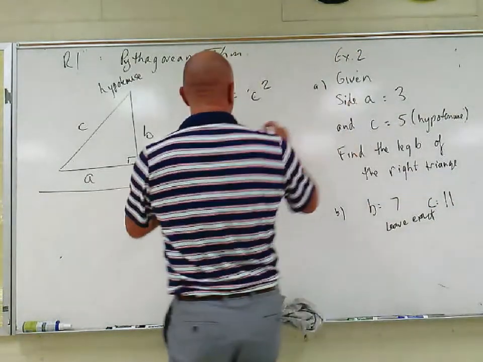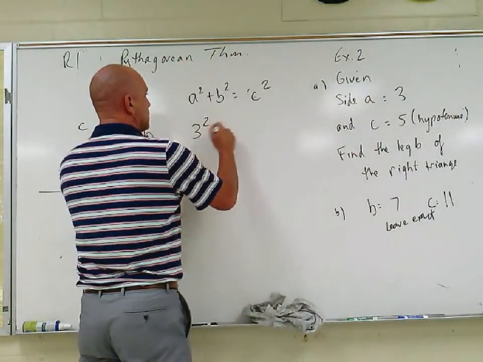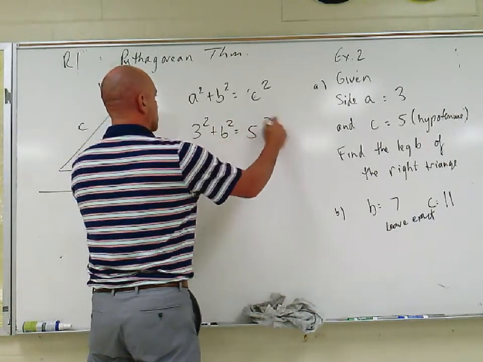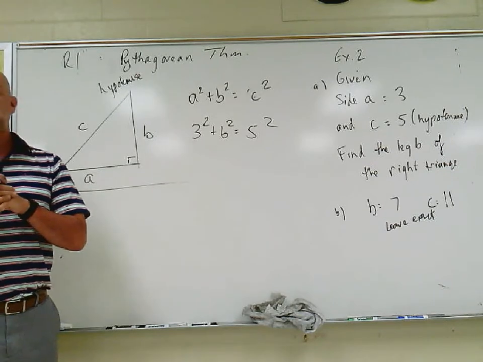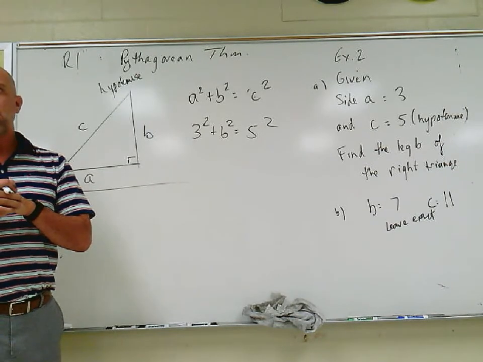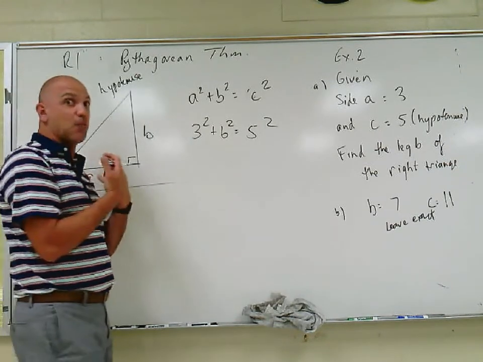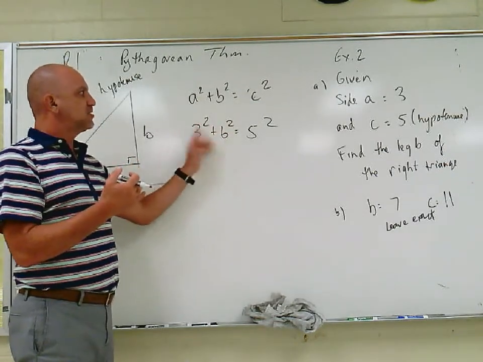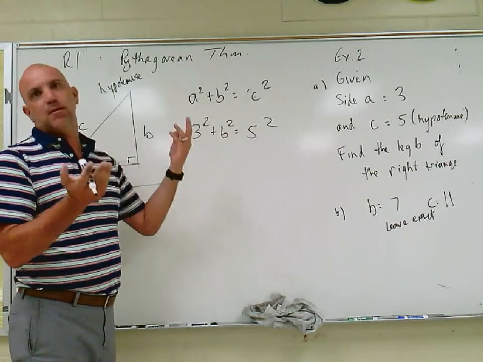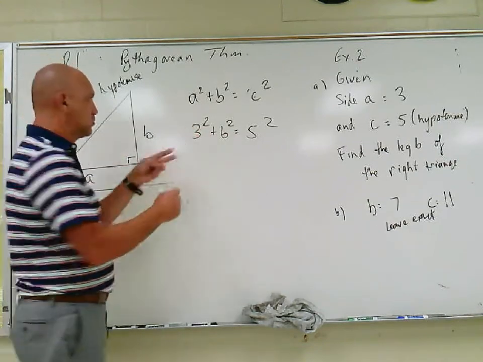So we plug in. 3 squared plus b squared is 5 squared. All right. So I plug it in. What should be the next step? Yeah, I would square the numbers. That's right. That's how I would do it. I think if you go to my math lab and look for help, they may solve for this first and then square. But I agree with you. I would square the numbers.